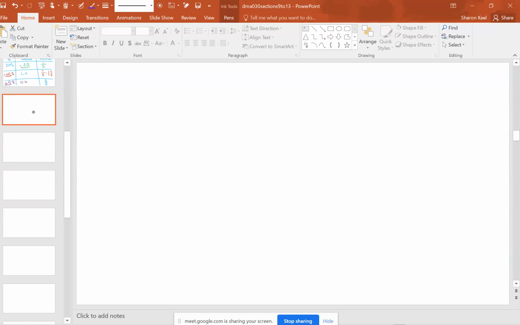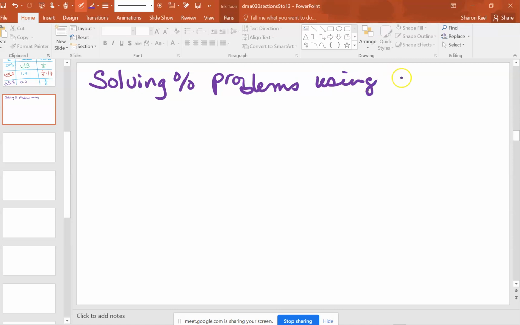Now let's look at section 10. Section 10, they give you several different ways to set these up. When you do your computer work, they give you problems, and let me write this down. We're solving percent problems using, here they use equations. I'm going to show you first how to do that. And the way I like to do it is solving these using a proportion.